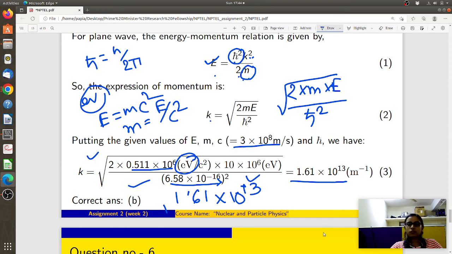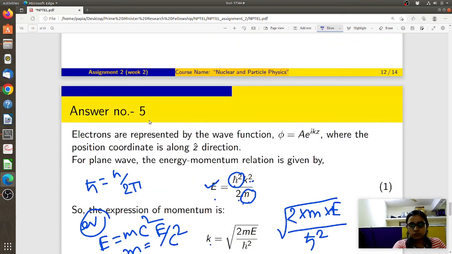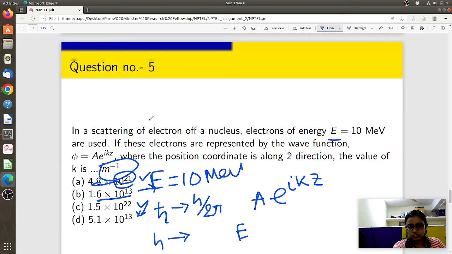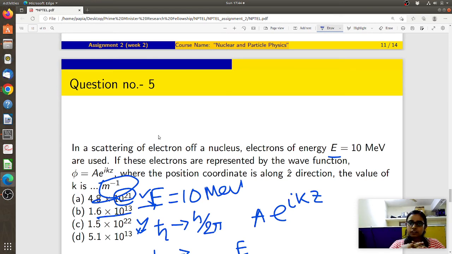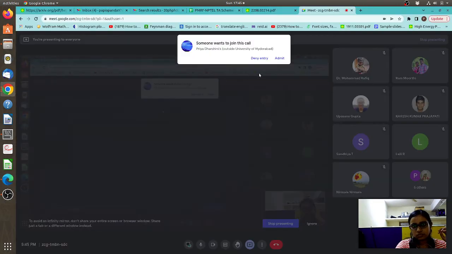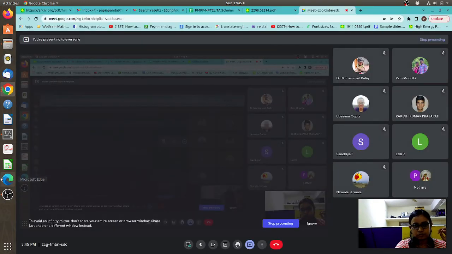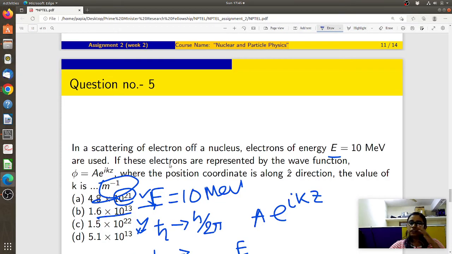Oh, solution. Okay. Yes. I am going to say the question again. The question is, in the scattering of electron off a nucleus, electrons of energy equal to 10 MeV are used, and these electrons are represented by the wave function phi equals A e to the power i k z, where the positive coordinate is the z direction. Then what will be the value of k? K is nothing but the momentum. So here the question is, what will be the value of momentum in our question.